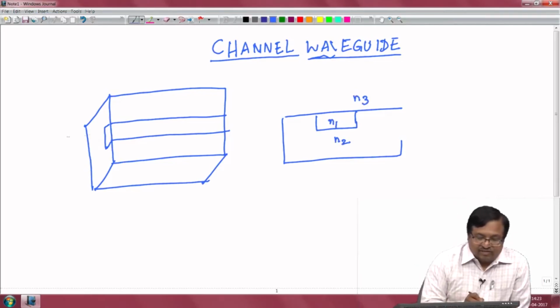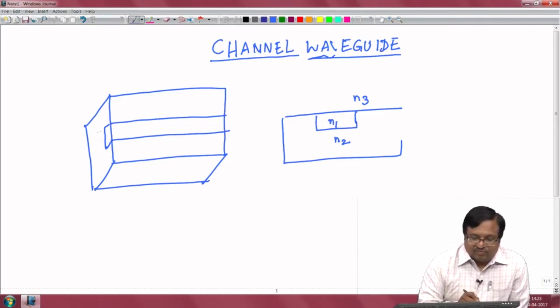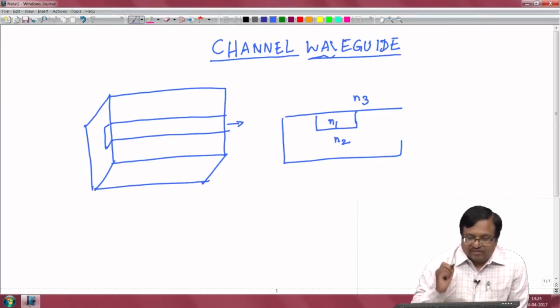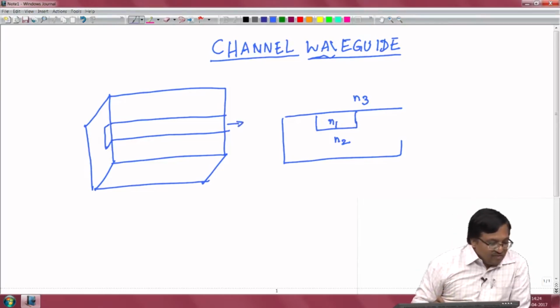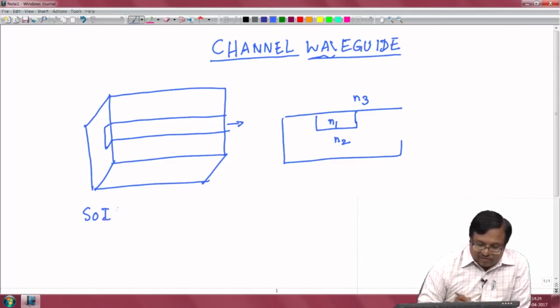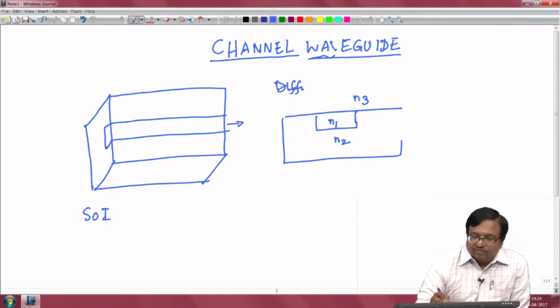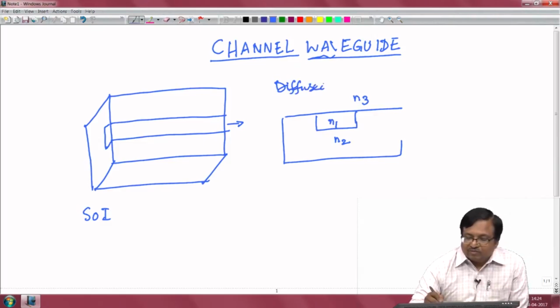So, if you launch light into the input of this waveguide, you can expect the light to propagate in this waveguide and exit at the other end. There are many other important configurations depending on the technology that we use to fabricate these devices. For example, the most popular being the silicon technology, where you have SOI waveguides. This one, for example, can be called a diffused or buried waveguide.